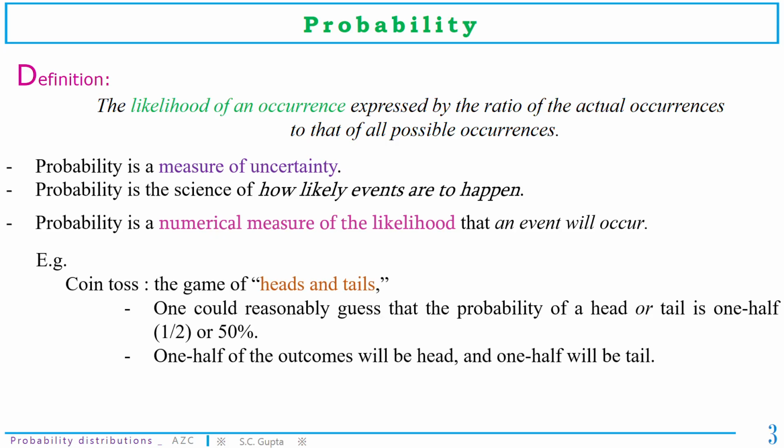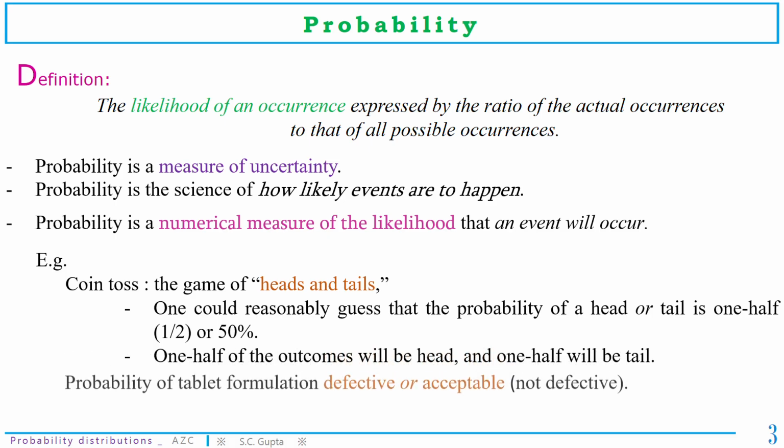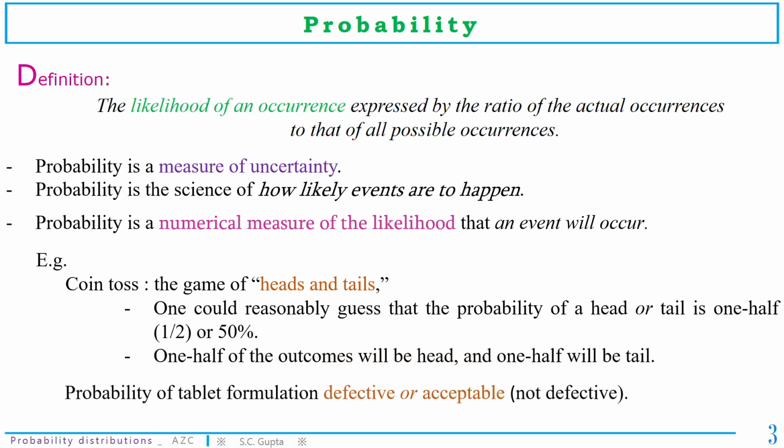For example, coin toss, the game of heads and tails. One could reasonably guess that the probability of a head or tail is 1/2 or 50%. 1/2 of the outcomes will be head, and 1/2 will be tail. Probability of tablet formulation, defective, or acceptable, means not defective.